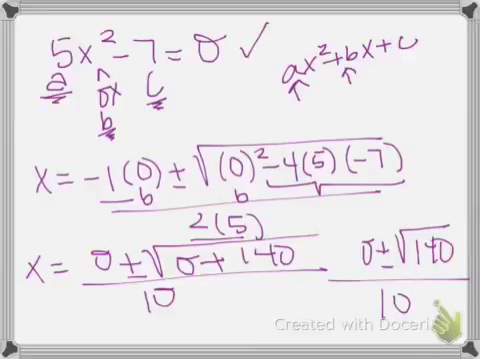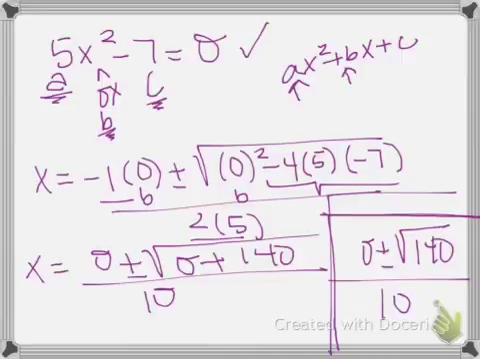So when you go on your calculator and you try to take the square root of 140, it comes out to be a decimal, 11.83. Now, since this does not have a perfect square, sad face, it's actually okay. We just stop our answer right here. So our answer is 0 plus or minus the square root of 140 over 10. So only if it has a square root do you keep going. If not, you would stop.